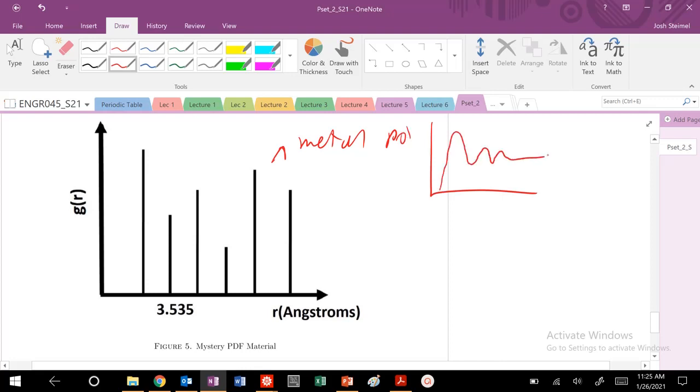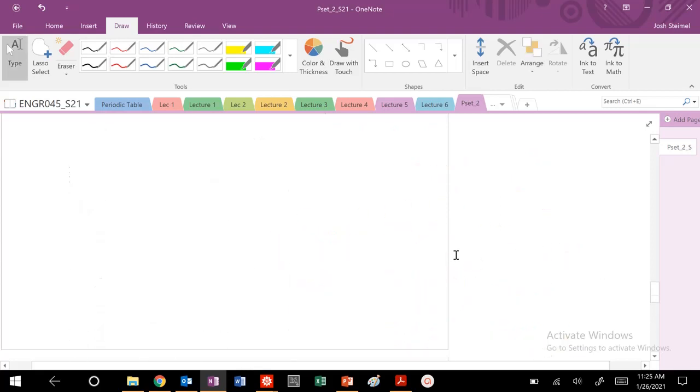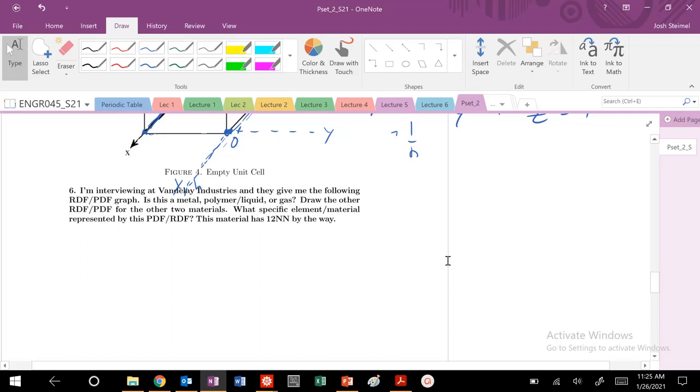And again, it could be different for a semi-crystalline polymer. If it's a gas, I just have my flat line. So G of R, same thing, R, G of R, and it's going to be a flat line there. All right, so we now know metal, polymer, liquid, glass. What specific element or material is represented by the PDF below?